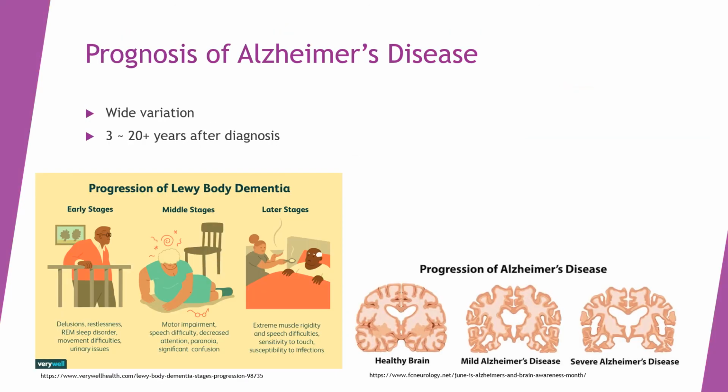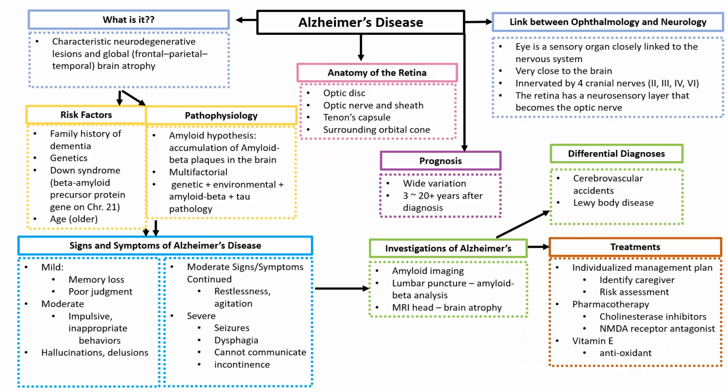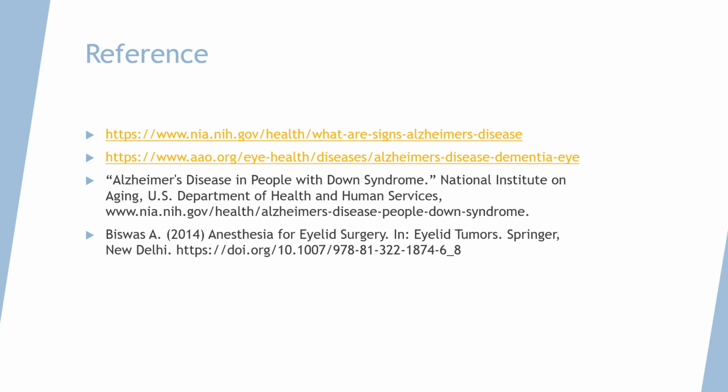Prognosis of Alzheimer's disease has wide variation, and the remaining life of the patient with Alzheimer's disease may vary from 3 to more than 20 years post-diagnosis. So here are the links between ophthalmology and neurology, as well as the comprehensive summary of everything we've talked about in this presentation. And here are the references from which we got the information to put together this PowerPoint.